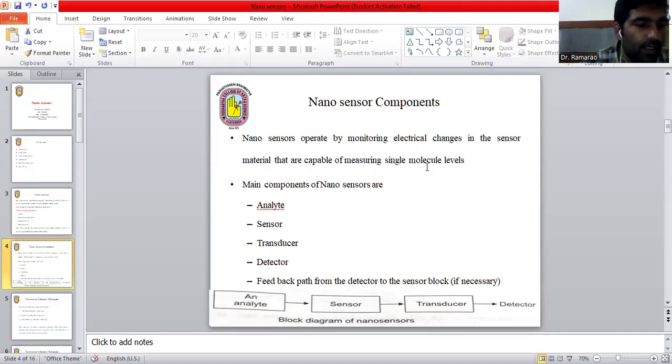Nanosensors normally work by tracking electrical charges in the sensor materials. An analyte is diffused from the solution onto the sensor surface and reacts efficiently and effectively, changing the physical properties of the transducer. This is the transducer in the block diagram. The transducer is an element that converts one form of energy to another form, which leads to a change in the optical or electronic properties of the surface of the transducer. The change is converted to an electrical signal, which is detected by the detector.